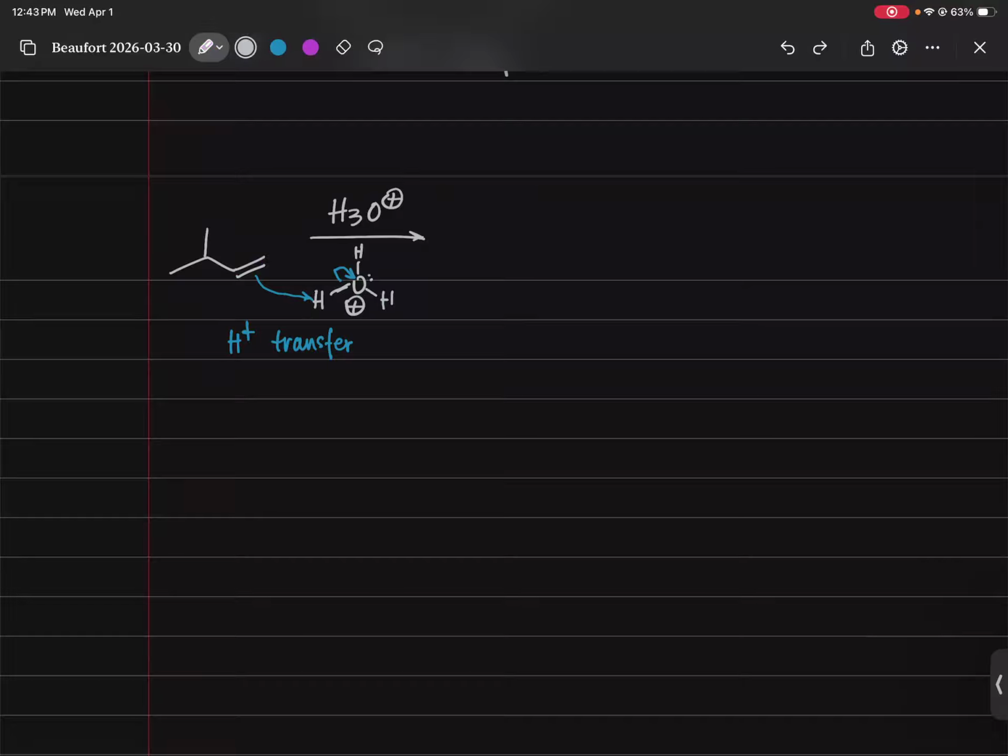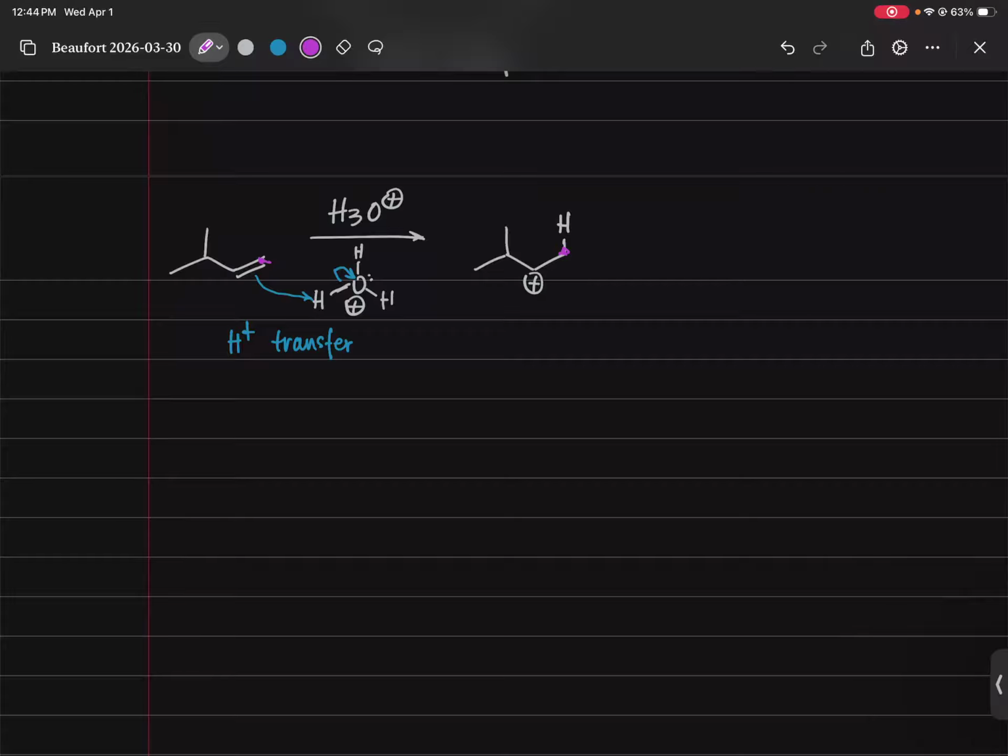Okay, so that means the less substituted carbon is on the right. And so that's where our hydrogen is going to be added. The other carbon now has a positive charge. Better to form that secondary carbocation than the primary carbocation that would be formed if we'd used that carbon with the C plus. So we've made a carbocation.